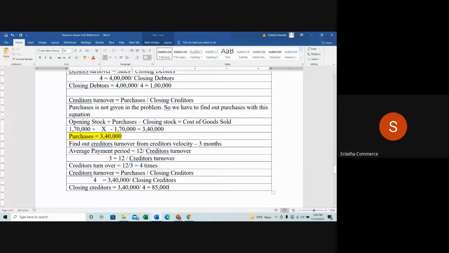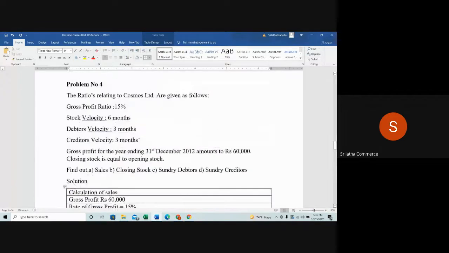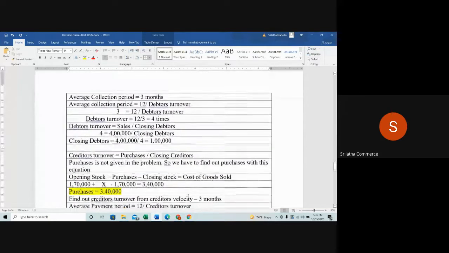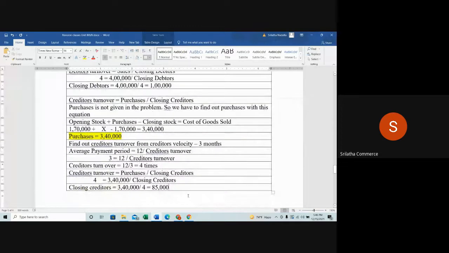I think we got everything: sales, closing stocks, sundry debtors, sundry creditors. In this way, you have to find out. Is it clear? You may get such type of problems. I'll give 2 minutes, complete.